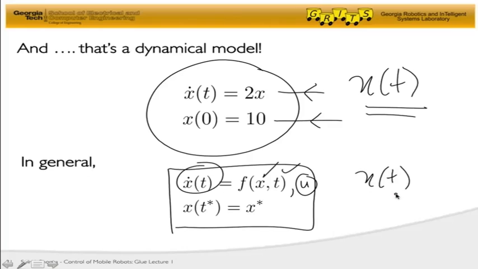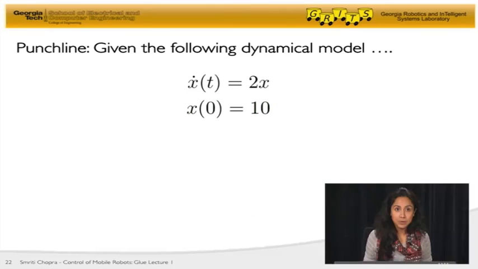Right now we are not dealing with control, so it's simply x dot of t is given by something, and you have an equation here, x of t star is x star, which is basically saying that at some time I'm going to tell you where you should be in space. And with just this information, you should be able to evolve x of t and see how your state is changing with time. So that was pretty simple.